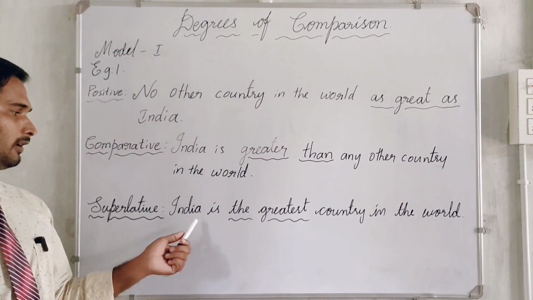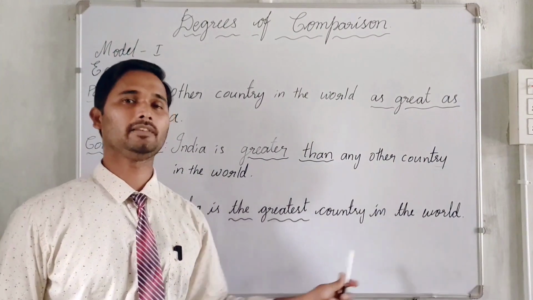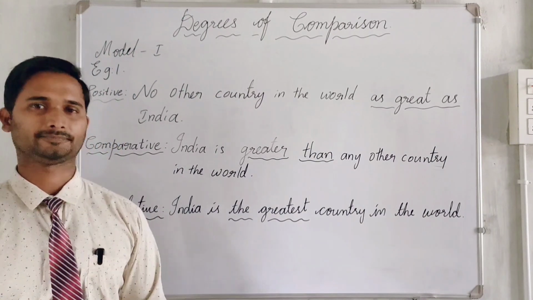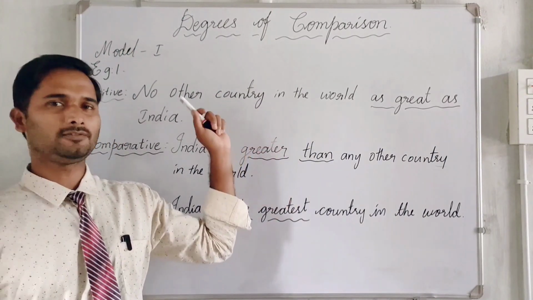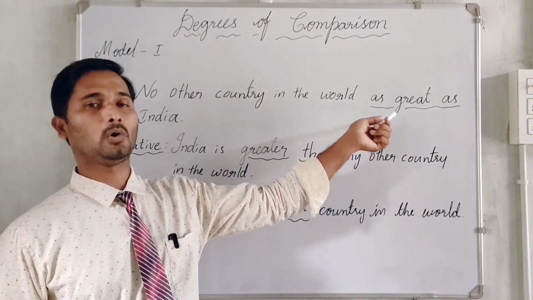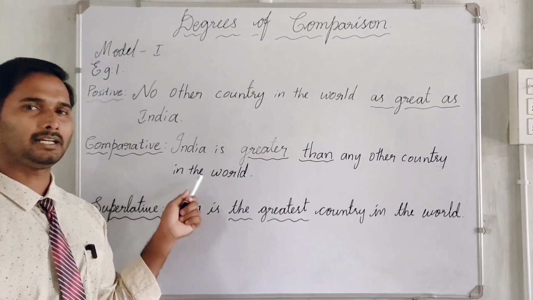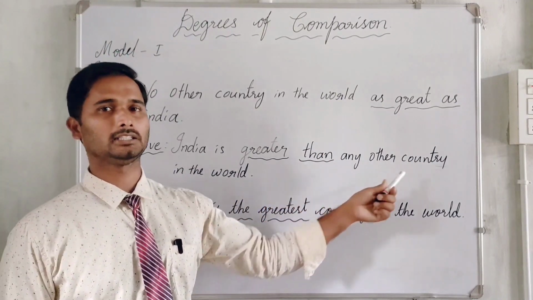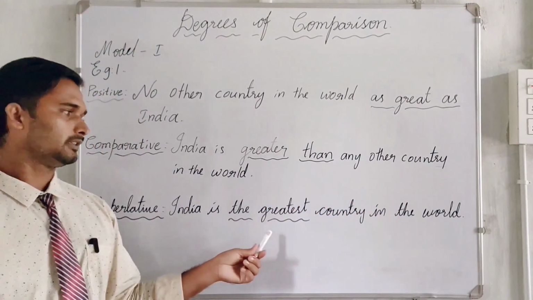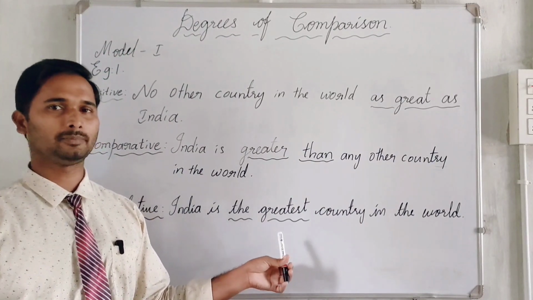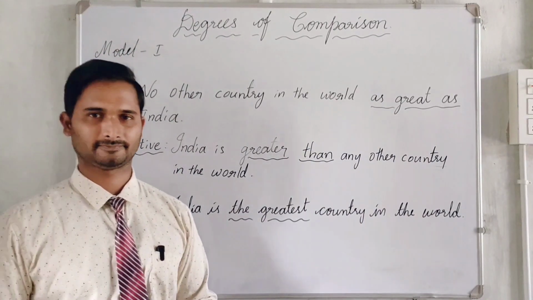Let us see the superlative form. India is the greatest country. It means there is no other country greater than India. It is the greatest one. The positive form shows comparing with no one. It means it shows the mere existence. Second one, the comparative form shows it compares with the other. The third one, it is the highest degree and there is no comparison made, and it could be the highest degree of all.